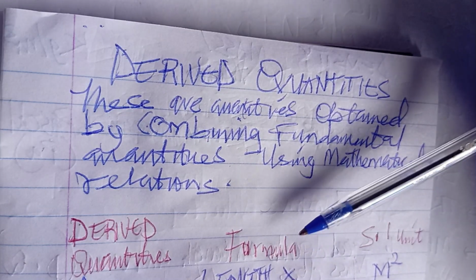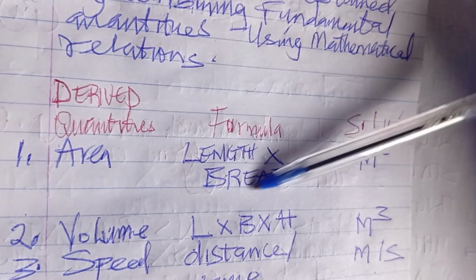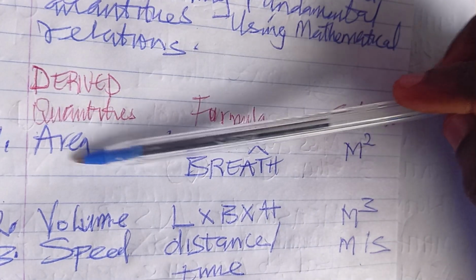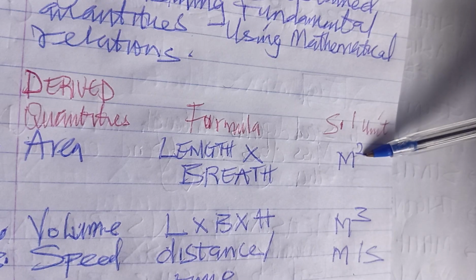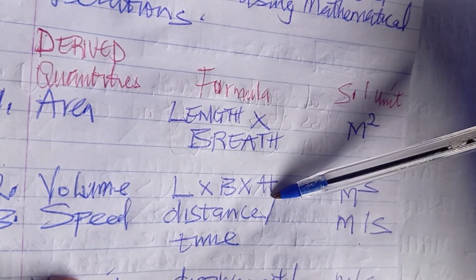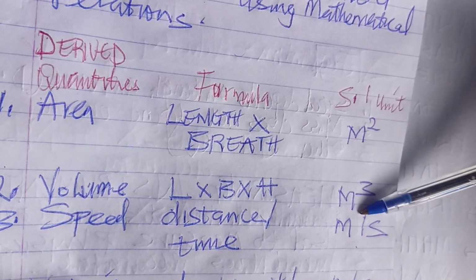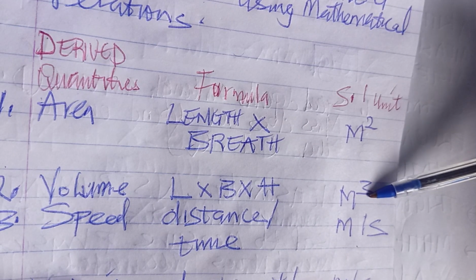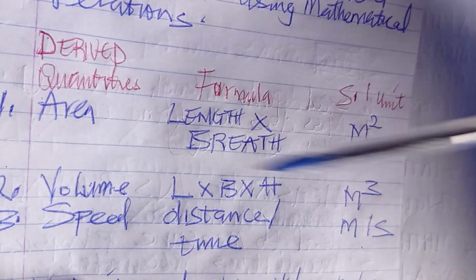Now, quantities like area. When you multiply length by breadth, you get area, and the SI unit of area is m squared. When you multiply length, breadth, and height, it will give you volume. And the SI unit is m cube, meter cube. That is the SI unit of volume.